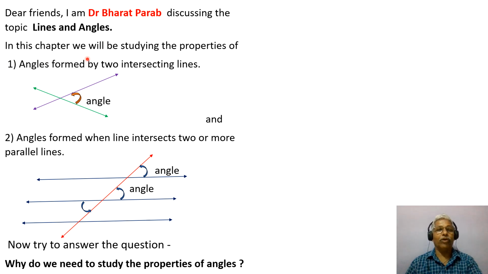In this chapter, we will be studying the properties of two things. First one, angles formed by two intersecting lines. Look at this. These are two intersecting lines and we will be studying angles formed by these two lines. And second one, angles formed when a line intersects two or more parallel lines.